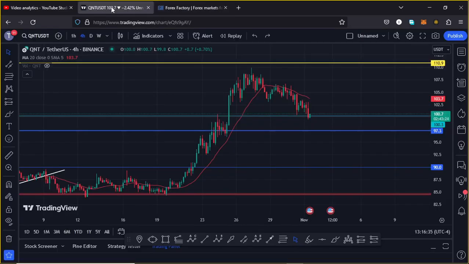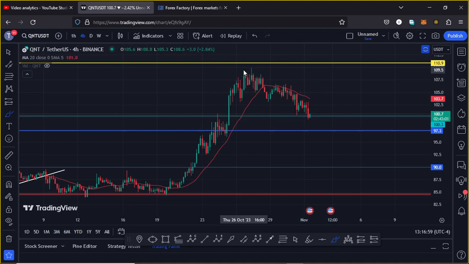And getting back to the charts to give you my technical point of view, at the time of this recording, QNT is holding above the $100 mark, which is now acting as support for us to continue gearing up. We are also holding below the 20-day MA here on the 4-hour chart, which is now acting as resistance for us to continue gearing up.